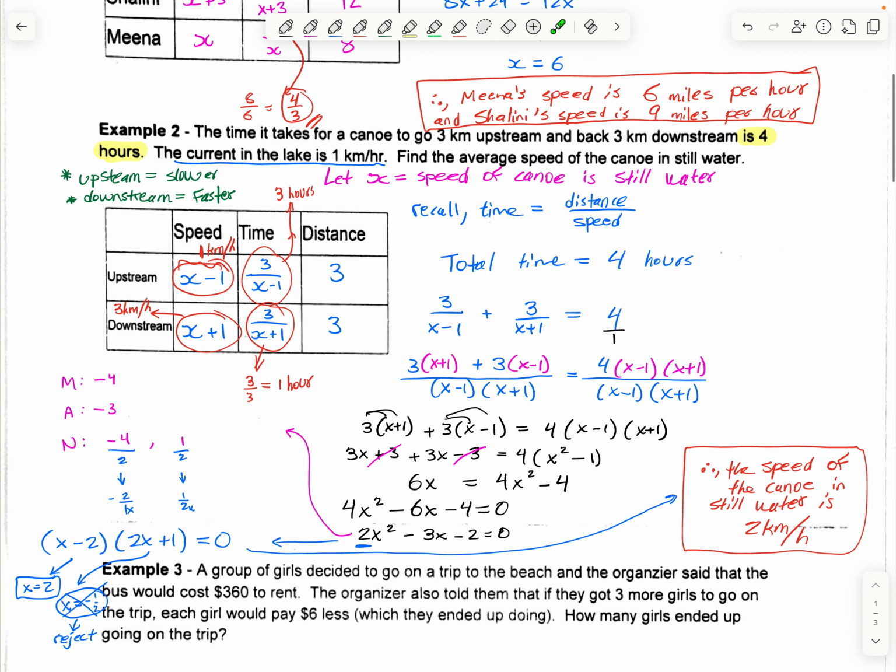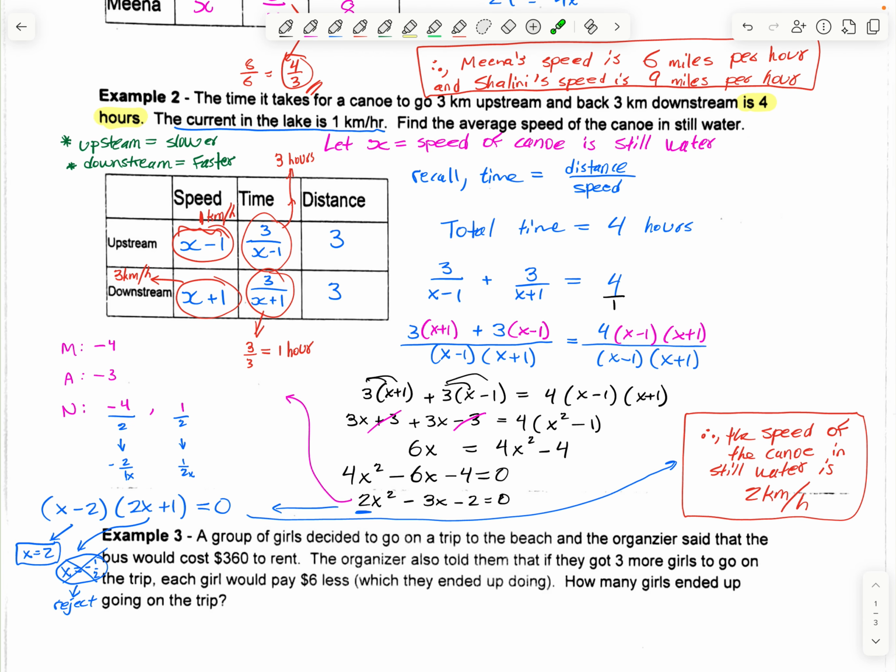Okay, so it checks out perfect. Remember, when the problem says total time, so this 4 hours total, to go upstream and downstream, that's total, we add the time expressions as we did here. We add them. Another key point here is for upstream, downstream type questions, against the current means subtract. Against or upstream means subtract to get the speed. With the current, so downstream, we add, okay?